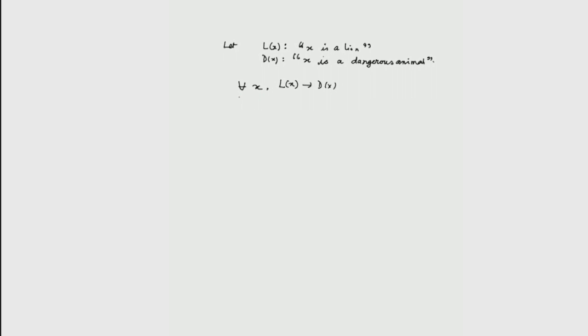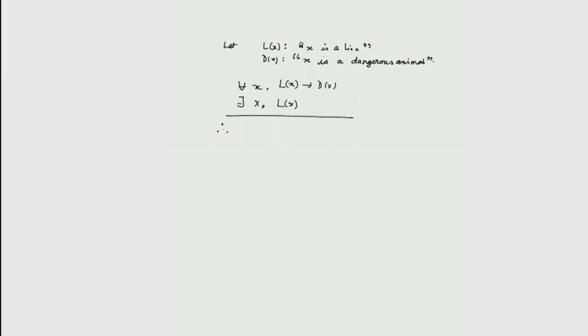And we can use the existential quantifier, saying there exists x L(x), that is, there exist animals for which L(x) is true. And in the conclusion, therefore, there exists x D(x). Now, let us see whether this is a valid argument or not.